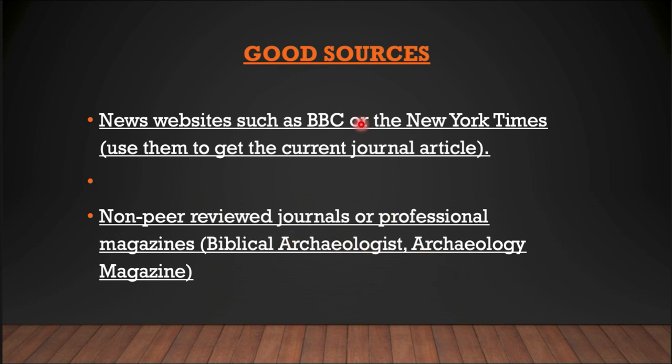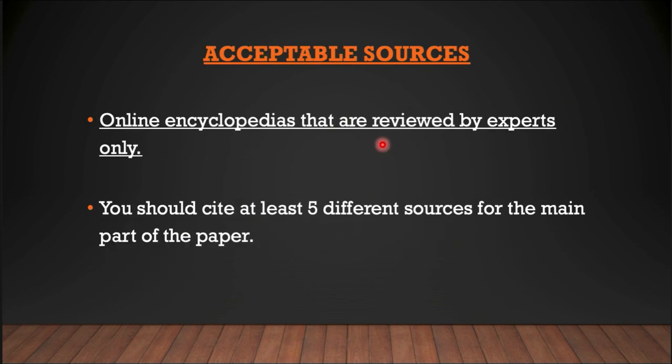Non-peer-reviewed journals or magazines, so Archaeology Magazine is a good source. You might use it to get an even better source. Acceptable sources, not to be used for everything, but maybe for just background on the civilization, right? When did the Old Kingdom start? Online encyclopedias that are reviewed by experts. And you will want to cite at least 5 different sources for the main part of the paper.